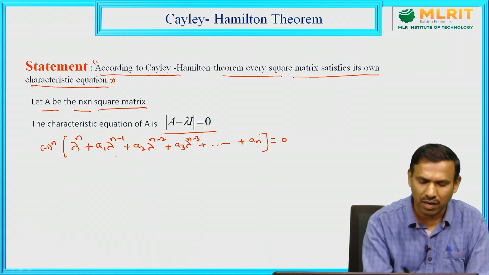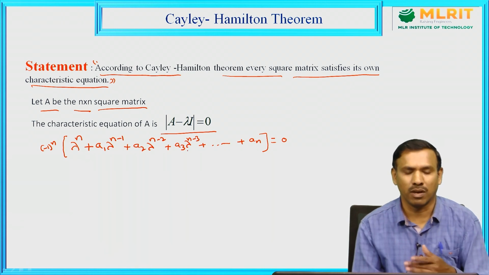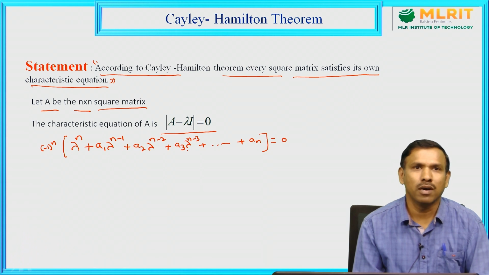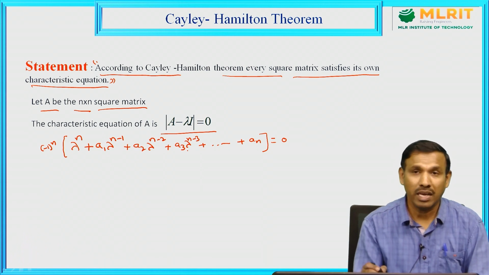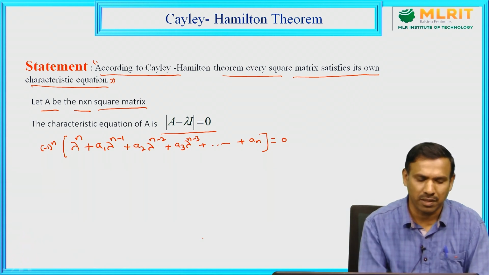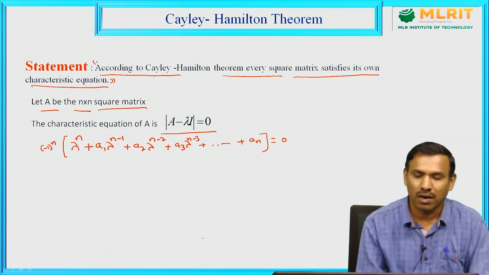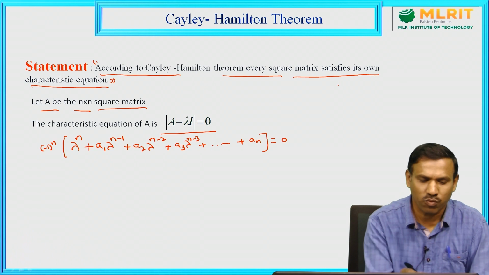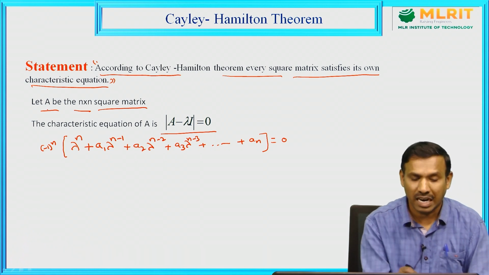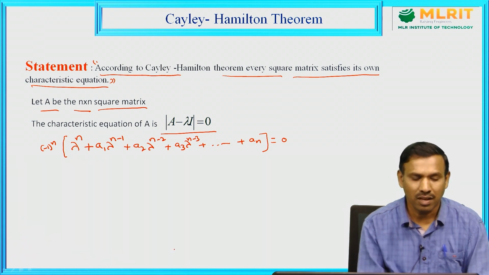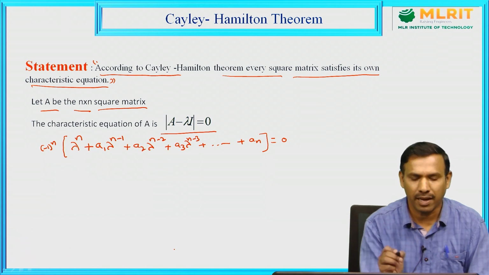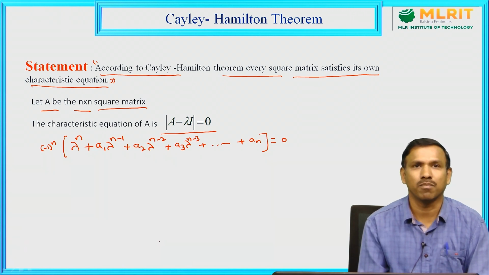This is the general characteristic equation for an n cross n square matrix. These a1, a2, a3 are the coefficients that change term to term, depending on the given matrix, and are to be determined. Now what does the statement say? The square matrix will satisfy this equation. What is the square matrix we have taken? A. That will satisfy this equation, meaning lambda will be replaced by A. That is the Cayley-Hamilton theorem statement.